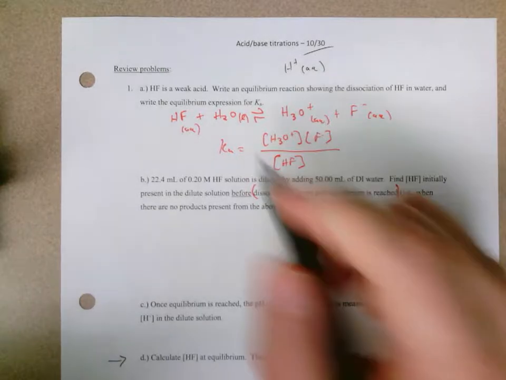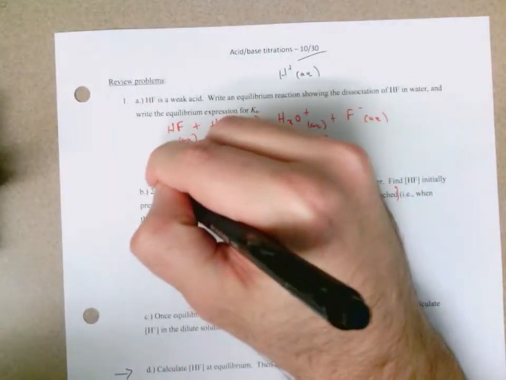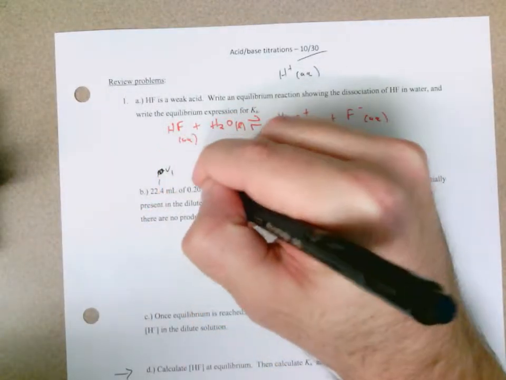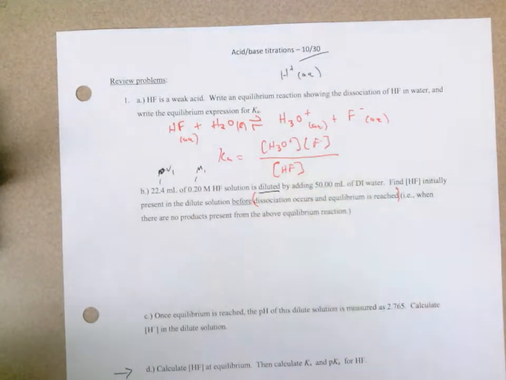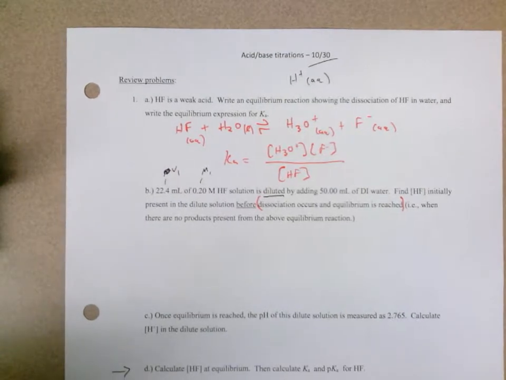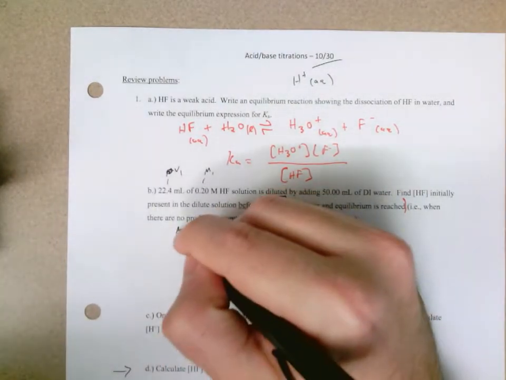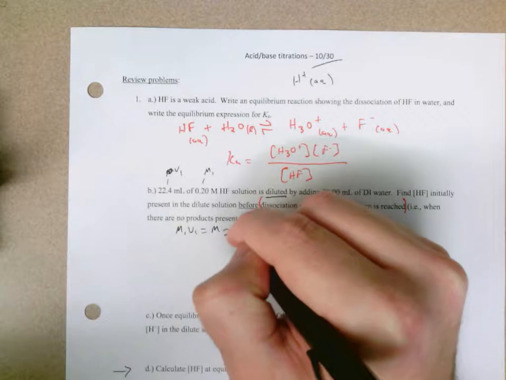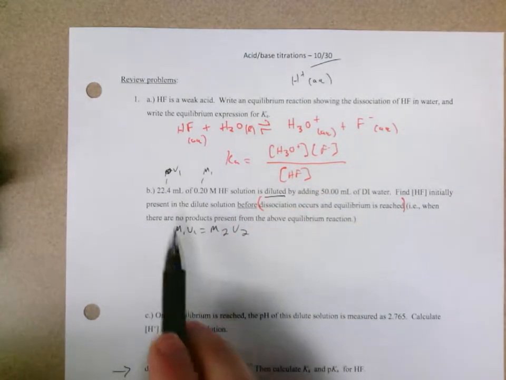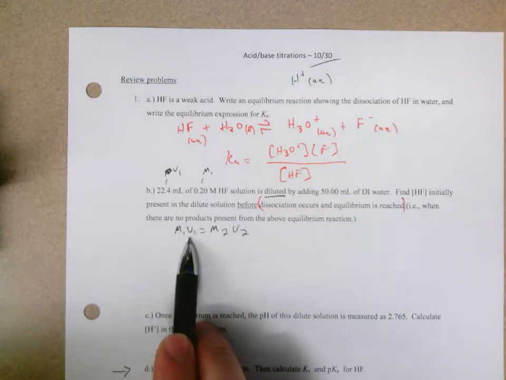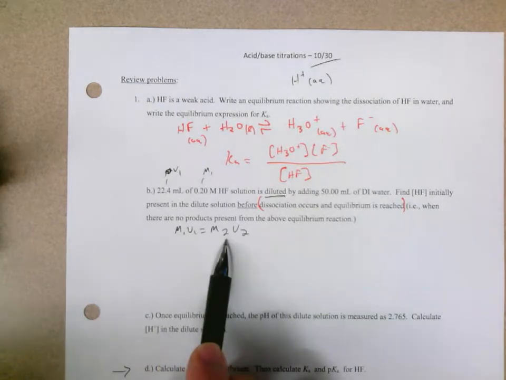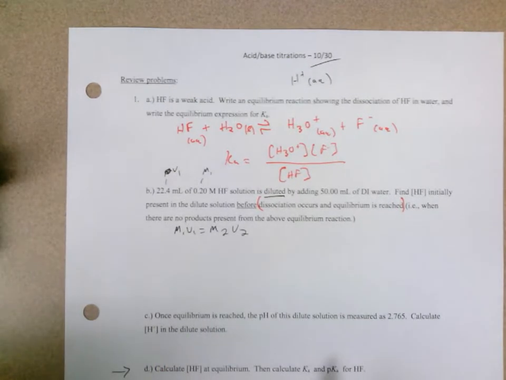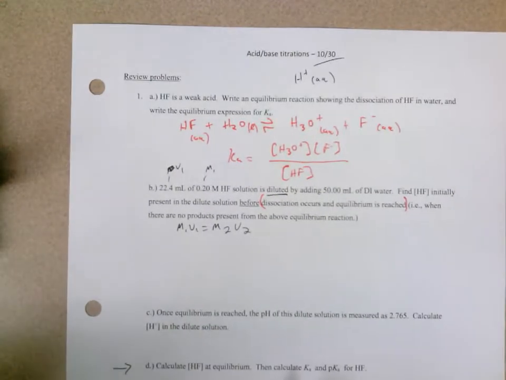Number 2: we have this much volume, let's call that V1, of a solution of a certain concentration. Why label these M1, V1? It's because it says it's diluted, and we have our dilution equation, M1V1 equals M2V2. M1 times V1 is moles per liter times liters, which gives moles. If we're just diluting, the moles we start with should equal the moles we end with, since we're only adding more solvent. We're not changing how much of the compound is dissolved.